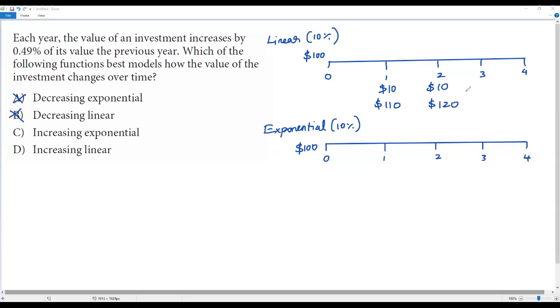Again, at the end of the third year, 10% will be calculated of the investment I had in the beginning, that is the same $100. This is linear growth. But let's come to exponential. So at the end of the first year, 10% will be calculated of my investment, $100. So I'll be getting $10 as interest. This $10 will be added to $100. Then the value of my investment at the end of the first year will be $110.